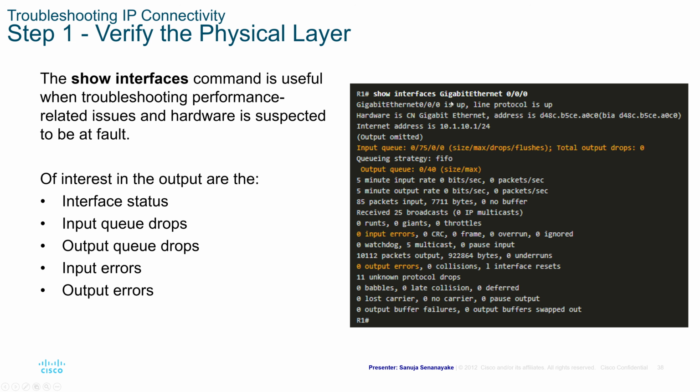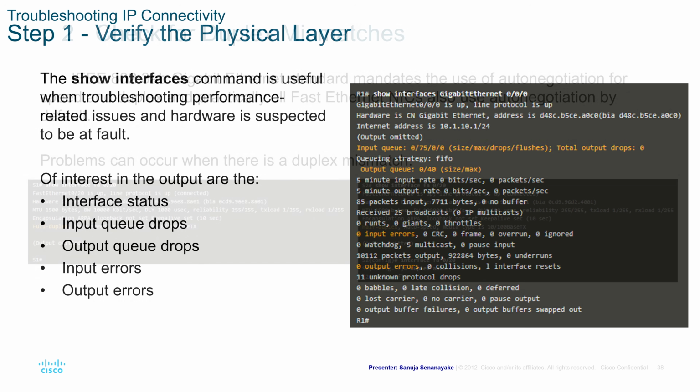So we're going to use the show interfaces command, and we're going to give the interface that we're going to look at, in this case GigabitEthernet 0/0/1. It shows the input queue, output queue, and any input errors and output errors. If there are errors, they should show up here, along with some information about the input queue and the output queue.